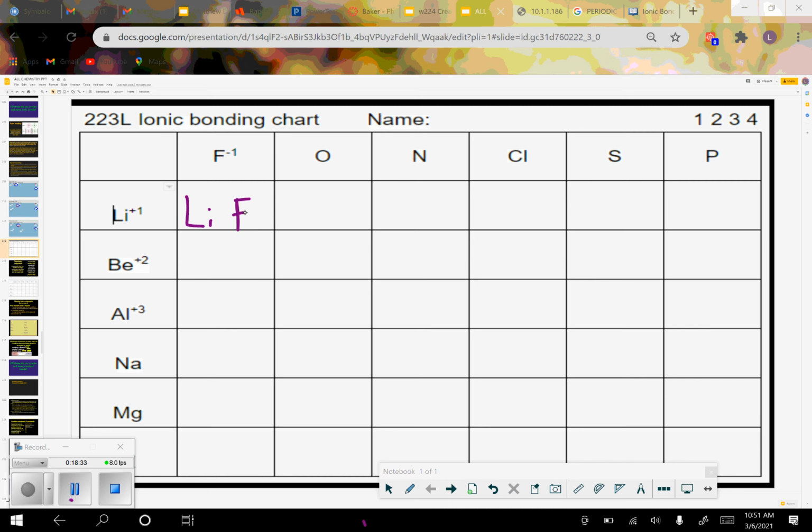Now, here's the cheat way to do this. You see how lithium is a +1 and fluorine is a -1. All right? So what you're going to do is get rid of the charges, and this number comes down here, and this number comes down here. Now, I call this crisscross applesauce because that number crisscrosses down there, and that number crisscrosses down there. Okay?